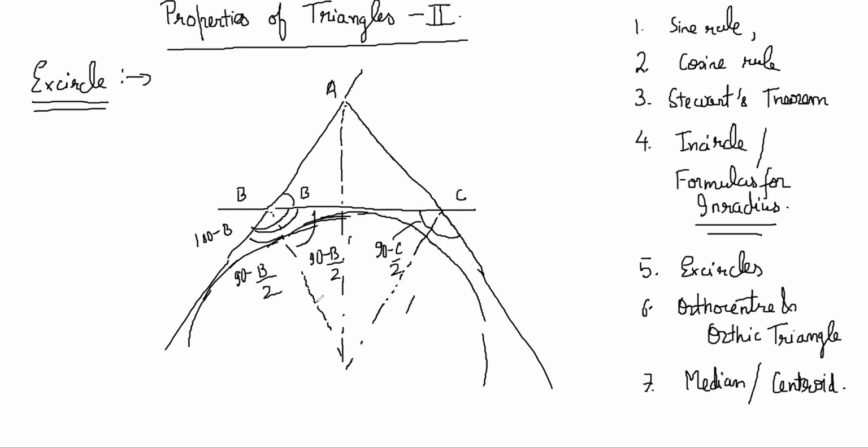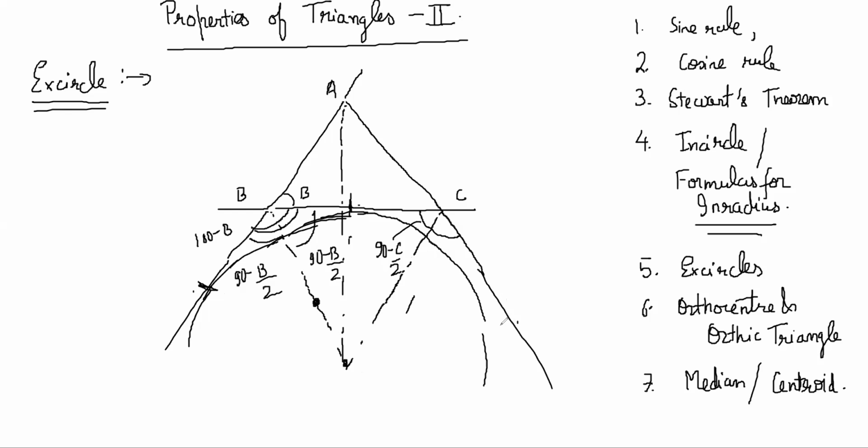Therefore, clearly any point on this line should be equidistant from this side and this side, right? If you drop a perpendicular from this point to this line, this distance should be the same as this distance, right? Now, the same goes for any point on this external angle bisector. So it should be equidistant from this and this. And when they meet at a certain point, the intersection of those two lines will be equidistant from this and this and this, right?